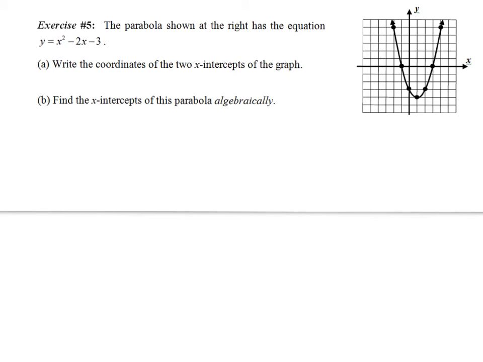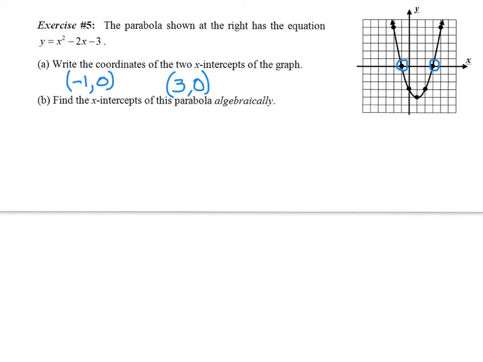Looking at exercise number 5, this time you're given the graph of the parabola y equals x squared minus 2x minus 3. By inspecting the graph, I want to identify the coordinates of the two x-intercepts. Right here I see an x-intercept, and right here. So I see that my x-intercepts are occurring at the points (-1, 0) and also (3, 0). Of course, x-intercepts are going to be where the y value is equal to 0.